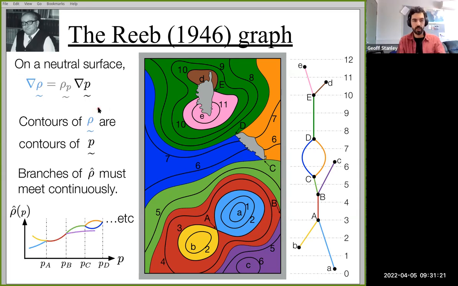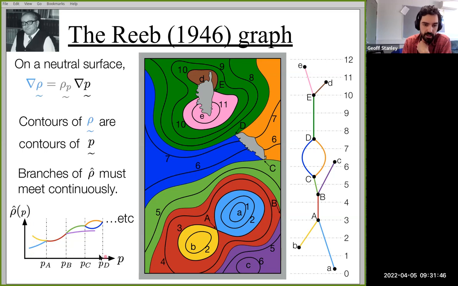Okay, just to recap then. We have a neutral surface, hypothetically, on which the gradient of density is proportional to the gradient of pressure, and the contours, therefore, are aligned. And so there's this multi-valued relationship between density and pressure. And in these colored regions here, which are edges of the Reeb graph, this multi-valued function rho hat is actually single valued.